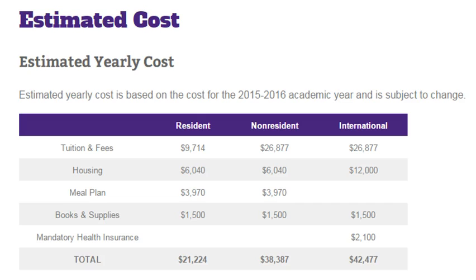So for our tuition and fees, for the resident, it's $9,714. Look at the big jump. When you're a non-resident, it's $26,877, and that's how much it is for an international student as well. It's $26,877. In looking at the totals, we can see the difference in being a resident and a non-resident.